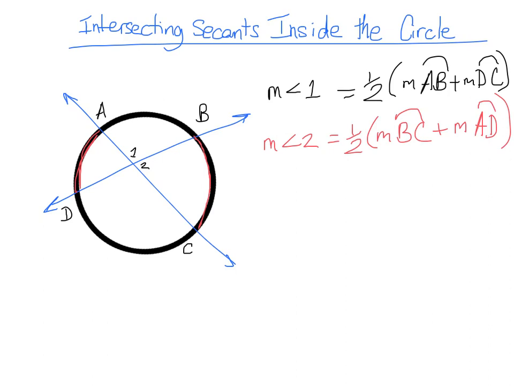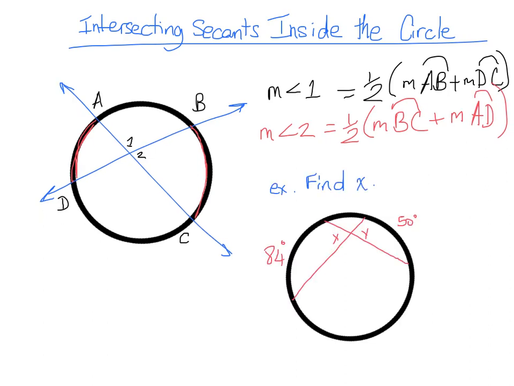All right, so let's look at a quick example. In this example, we're being asked to find x, and x is being created by two intersecting chords. So intersecting chords and intersecting secants behave in the same way. So we know that angle x is going to be half the measure of that arc plus the measure of that arc. And conveniently, we have both measures. So x is going to be equal to half of 84 plus 50, which gives us, when we work it out, 67 degrees. So angle x is 67 degrees.